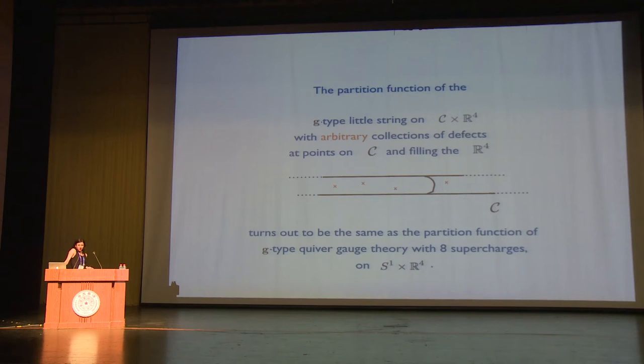The reason we can make progress is that the partition function of G-type little string on C times R4 with arbitrary collection of defects at points on the Riemann surface and filling the R4 turns out to be the same as the partition function of a G-type quiver gauge theory with eight supercharges, so N=1 in 5 dimensions, on S1 times R4.